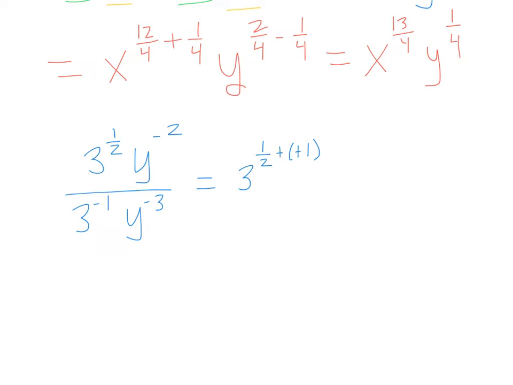Now let's look at the base of y. Again, we do the subtraction: -2 minus a -3, minus the negative is going to be a plus. And now going back to that base of 3, 1/2 plus 1, we get the exponent of 3/2. And for y, we have -2 plus 3 for the exponent, so that's just going to be 1. So exponent of 1, which we don't need to include.